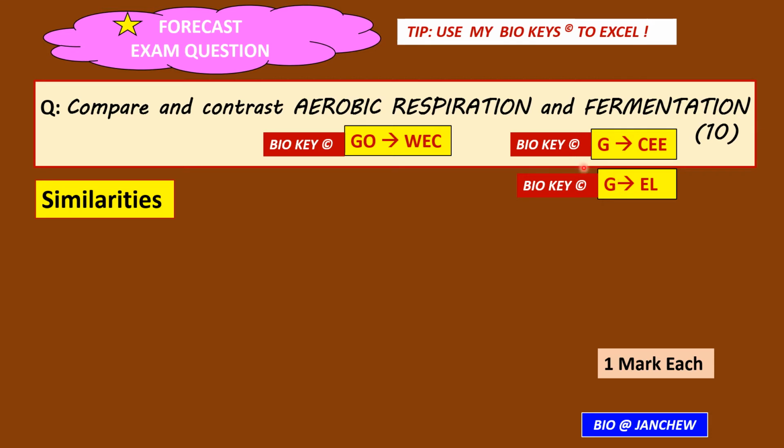Now, since you're asked to compare and contrast, you must write both similarities and differences. Unless they say differentiate between aerobic respiration and fermentation, or give differences between aerobic respiration and fermentation, then only differences can be written or should be written. All right, compare and contrast means similarities plus differences, and each similarity is 1 mark. Okay, each difference is 1 mark. So make sure you have at least 10 points.